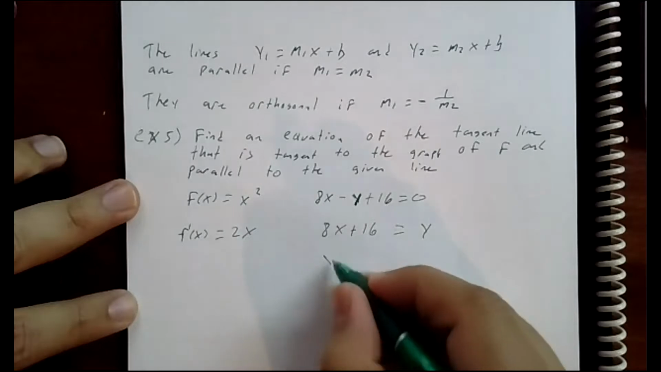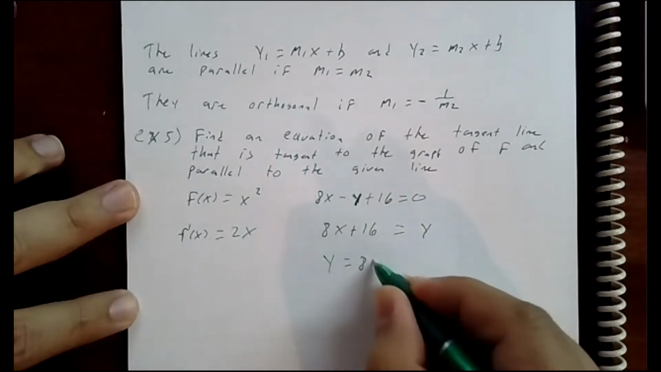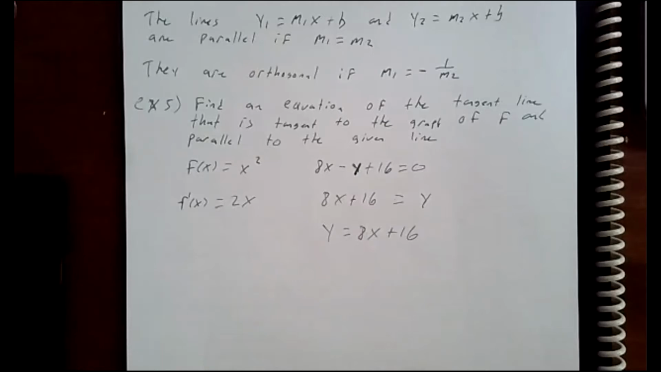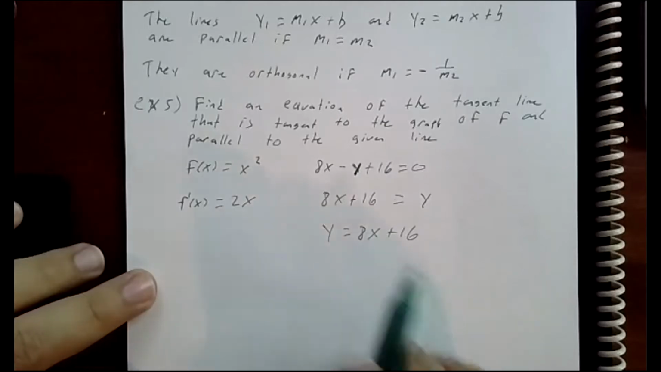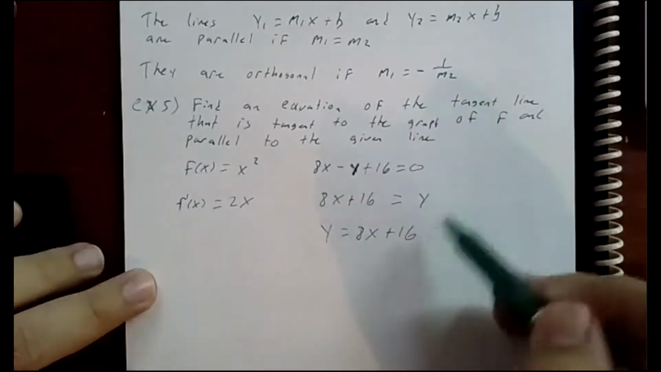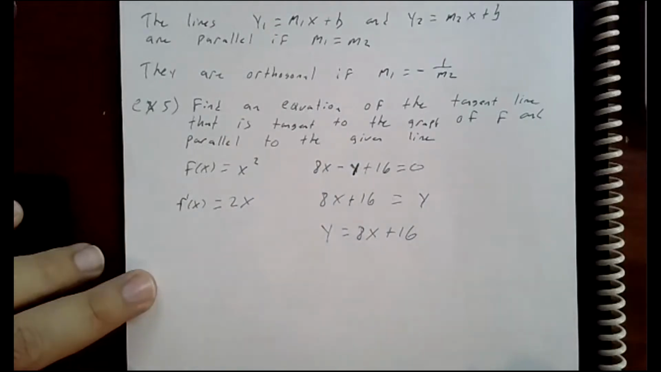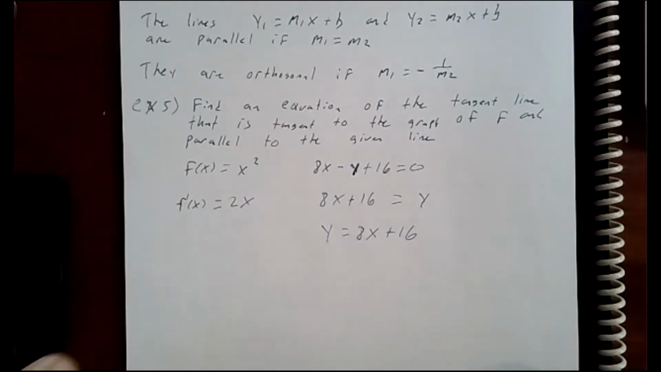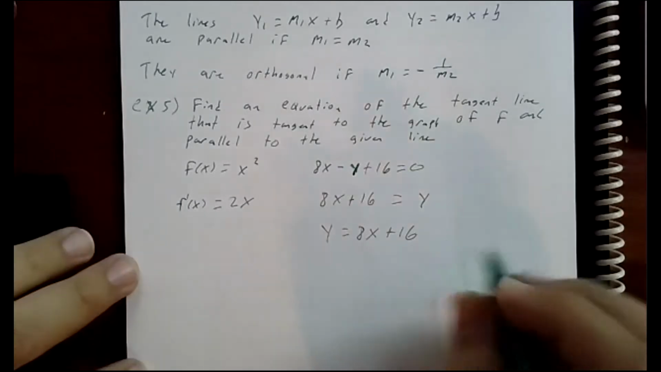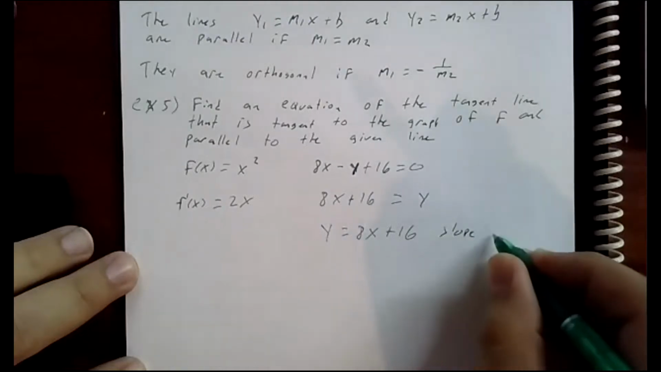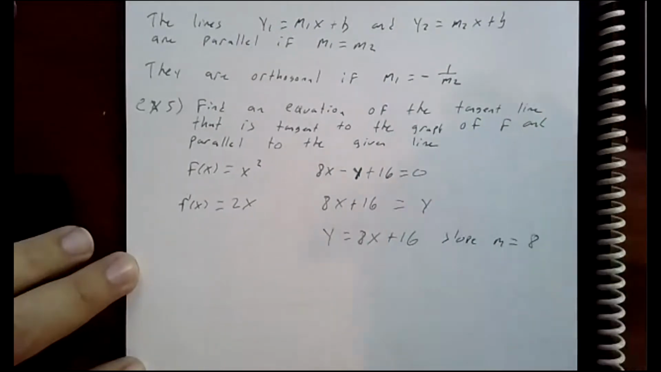If you prefer, the y on this side. There it is. This is the same thing. This is the same equation as this one, right? What is the slope of this line? Is it 8? Yeah, it's going to be 8. So the slope m is 8 for this line.